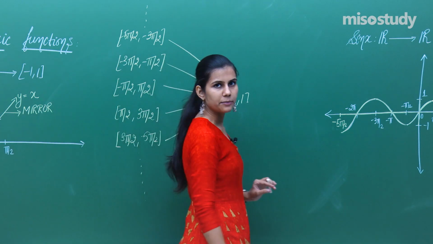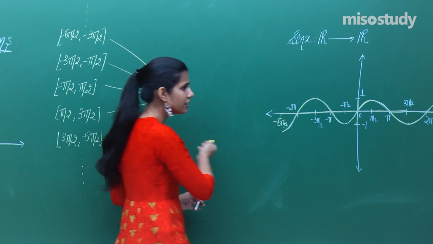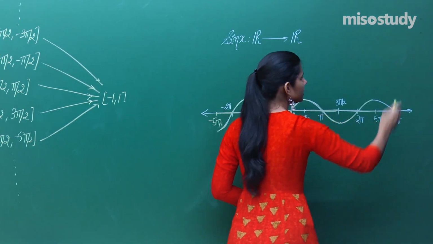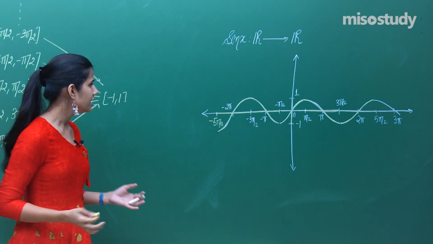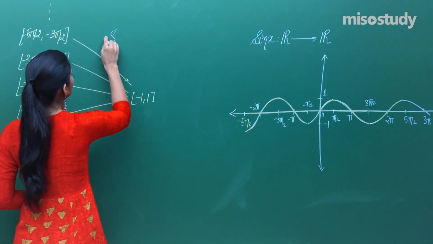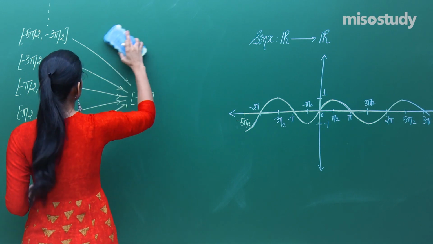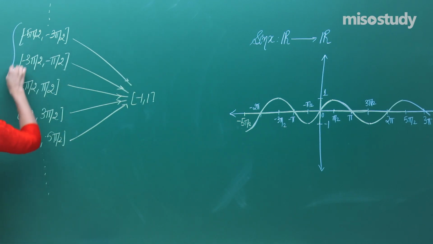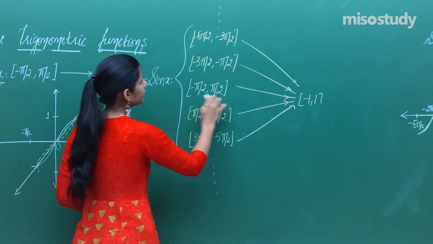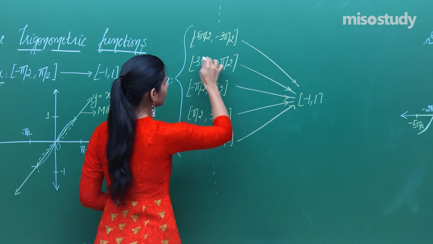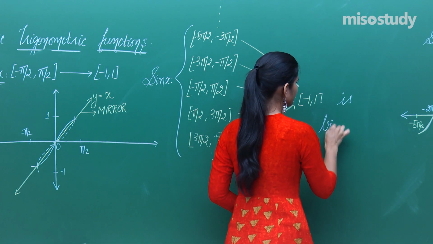So many sections can be there. If I keep on increasing the oscillation, so many sections are going to come up here and so many sections here, to which, if I restrict my domain and let my range stay the same, obviously the sine function is one-one and onto. So let me write it like this: sine x from here to here, or here to here, or here to here, or here to here, or here to here, is bijective.